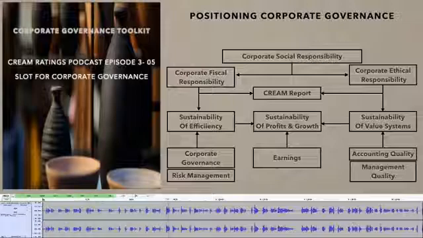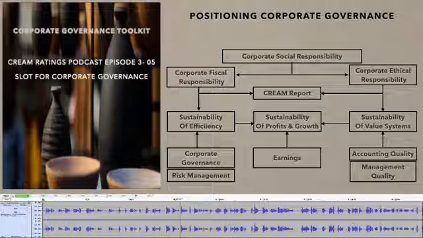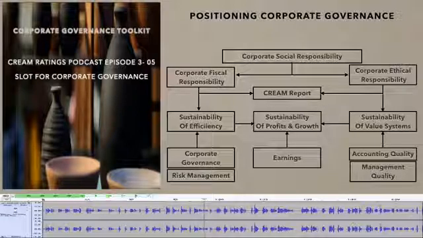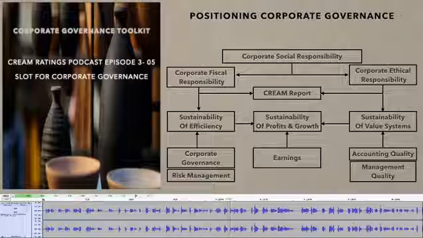We have got to have a slot. Where is the slot for corporate governance? Where is the slot for corporate governance culture? Where exactly is the slot for management quality? What I mean by it, let me explain. Before going into the detail, let me say that we have called this particular episode Corporate Governance Toolkit.